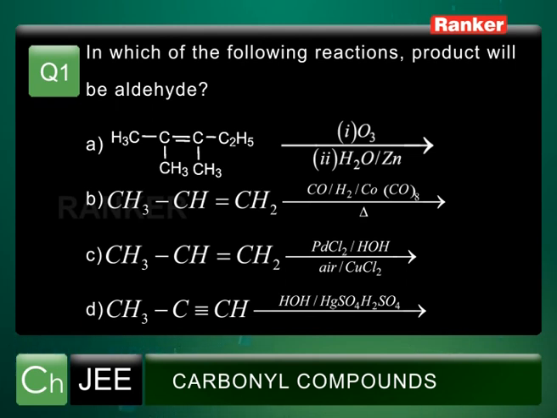The four options given: the first is an alkene, a substituted alkene, with ozonolysis followed by a reductive process in the method. So you will get 2 moles of acetone. So this is the wrong answer.